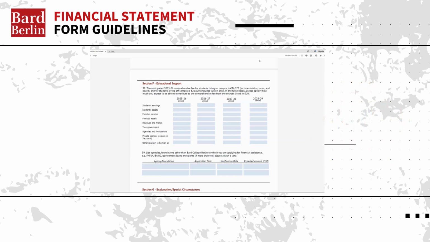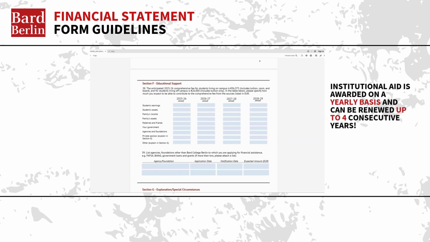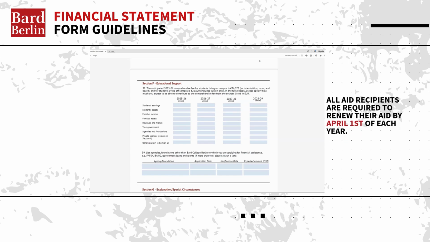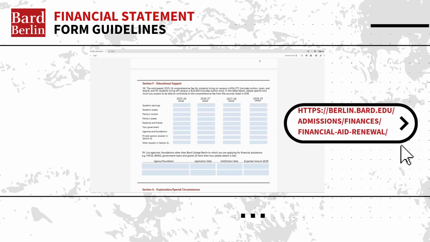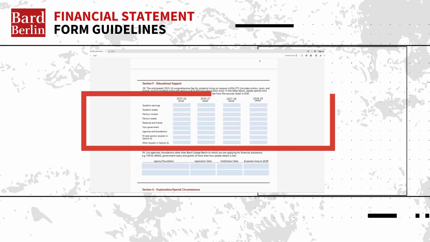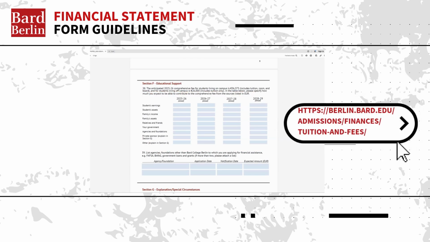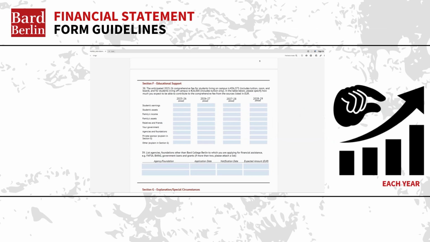Keep in mind that financial aid is awarded on a yearly basis and can be renewed for up to 4 consecutive years. All aid recipients are required to renew their financial aid by April 1st of each year. If you maintain good academic standing and your family's financial situation remains similar, you can generally expect to receive the same amount of aid each academic year. However, it is important to note that the comprehensive fee typically increases slightly each year, so your planned contribution should adjust accordingly.